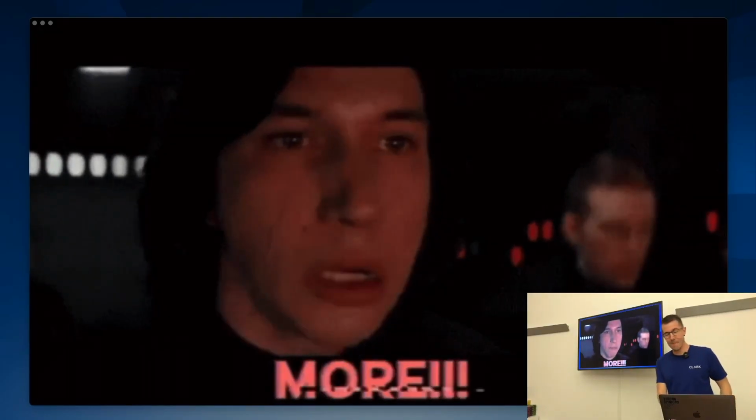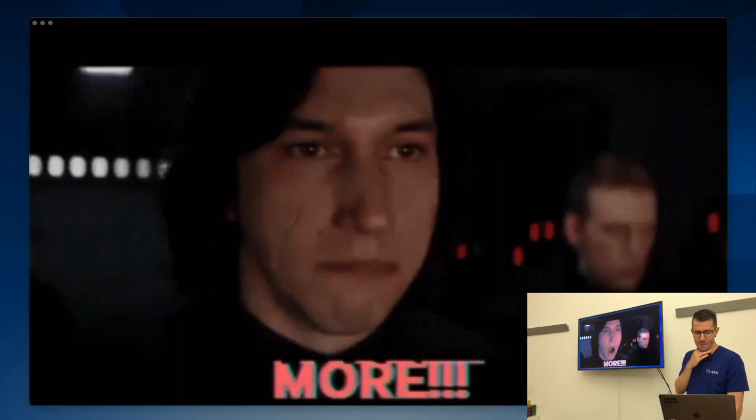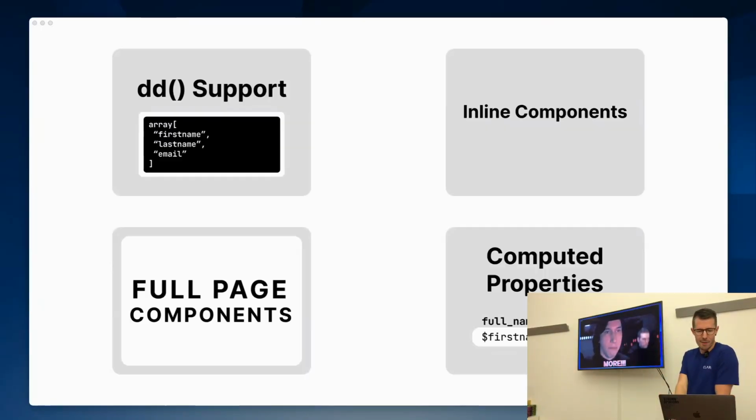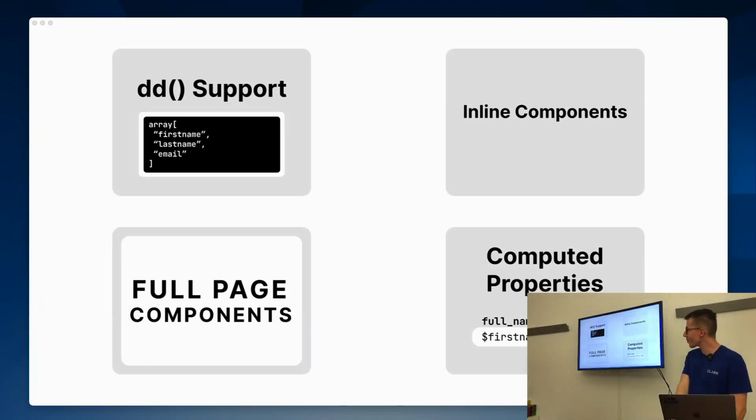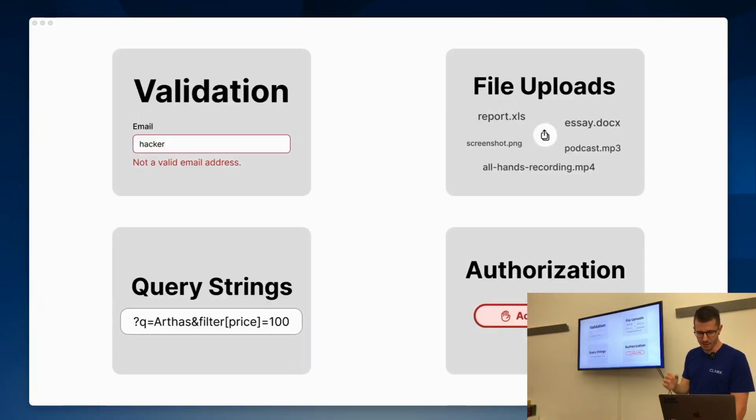I barely scratched the surface of what Livewire has to offer. So here are just some keywords or features I haven't talked about. DD support, or maybe also array support probably. There are inline components, full-page components, computed properties. That's what we used for the mountain search. Validation and error messages, file uploads. You can upload files, and Livewire handles this all for you.